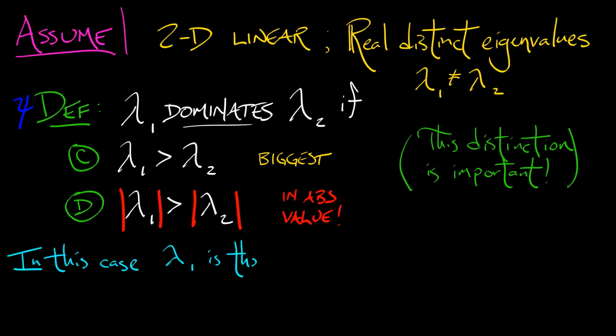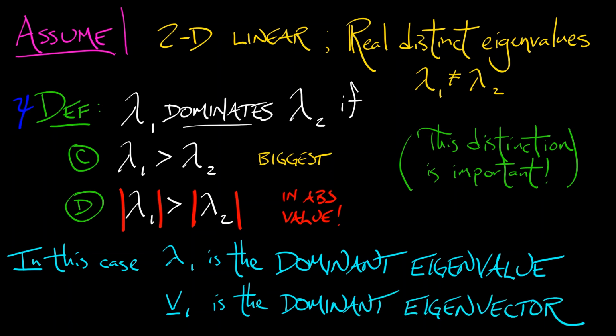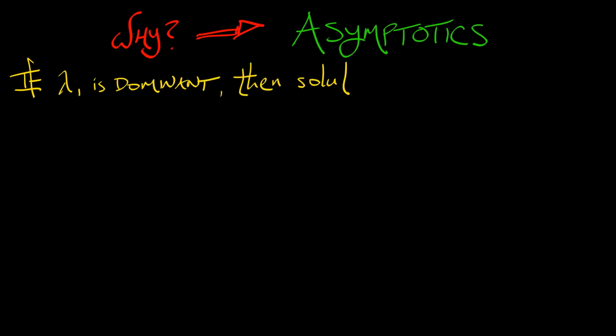Now, in this case, lambda 1 is called the dominant eigenvalue for the system. v1, the associated eigenvector, is called the dominant eigenvector for that system. Well, that's swell. But why do we have all this terminology? What's it for? It's for asymptotics. Here's the idea. If lambda 1 is the dominant eigenvalue, then your solutions x satisfy the following.